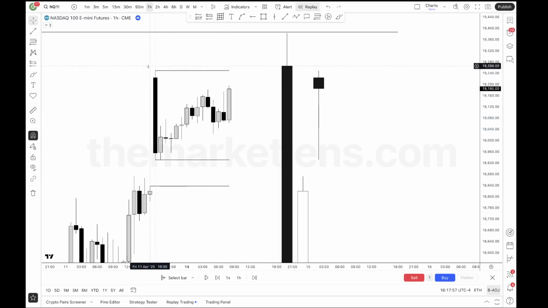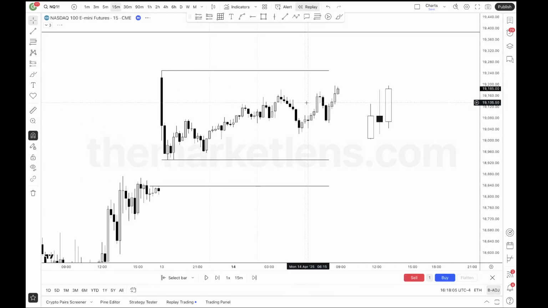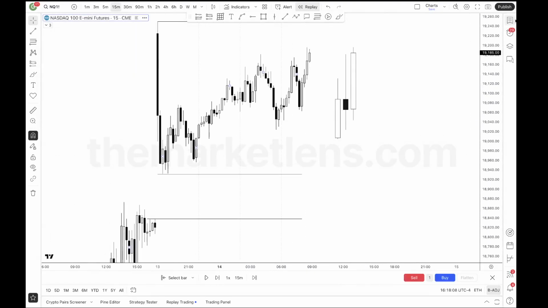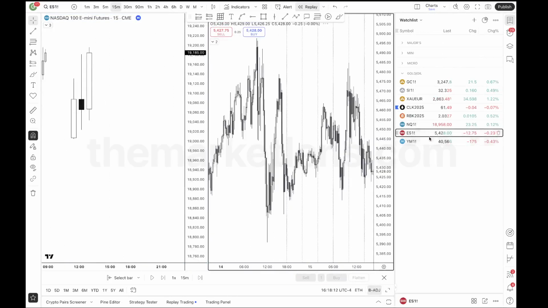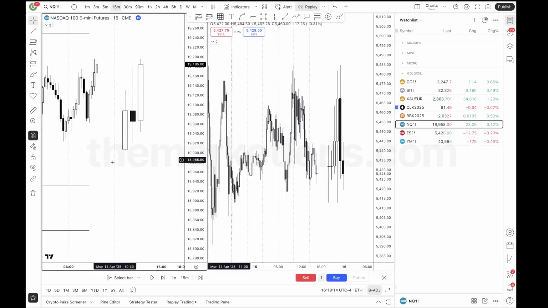Obviously price has to go to one of these levels, right? Price is not going to stay in there forever. So how do we know which level will get traded into first? Well, when I drop lower, what do we see here? Let's compare charts. So what do we see ES do?